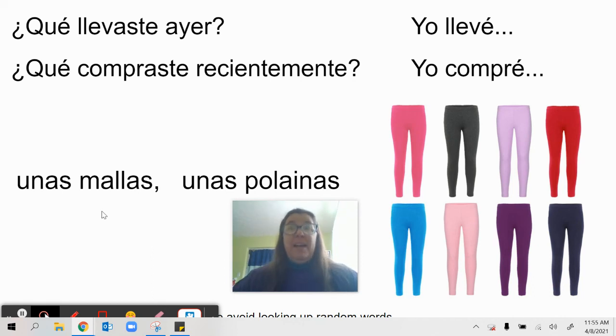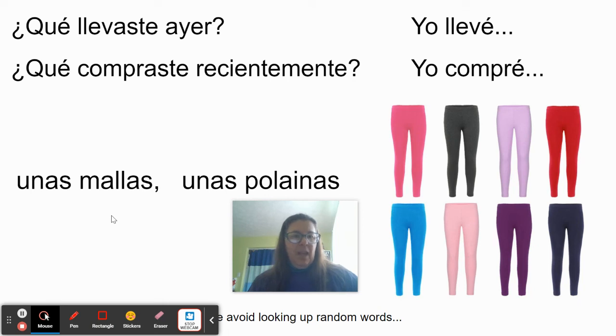Yo llevé unas mallas ayer. No compré mallas recientemente. Yo llevé unas polainas ayer. No compré polainas recientemente. Can you see me catching on that? I'm not as comfortable with unas polainas. I like unas mallas. Which one do you like? Unas mallas. Unas polainas. All right, I hope that helped. And make sure you study your words.